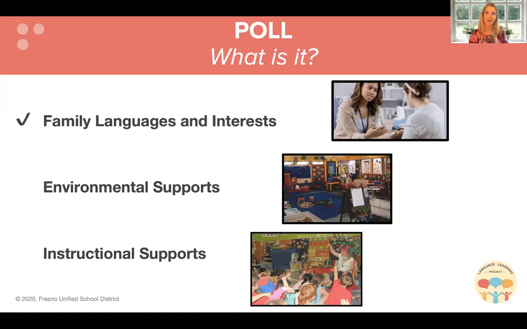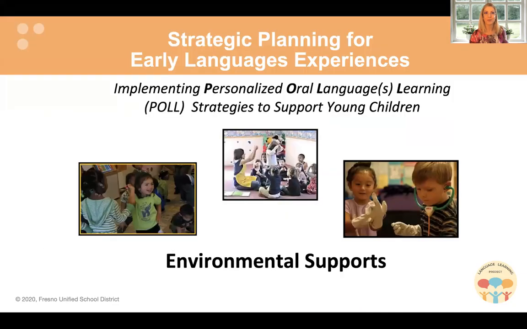This is the second component of PULL. So, when we think about strategic planning for early language experiences, setting up the environment is a key strategy. It requires intentional planning, especially when it comes to supporting dual language learners in home language and in English. All children need to see themselves in their environment. A welcoming and positive environment in the classroom is key to fostering their development.